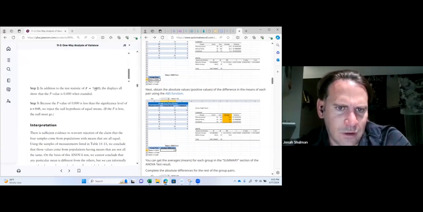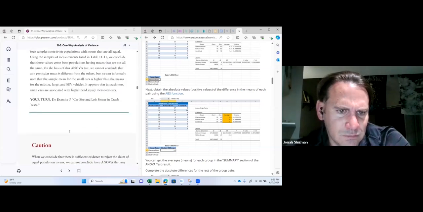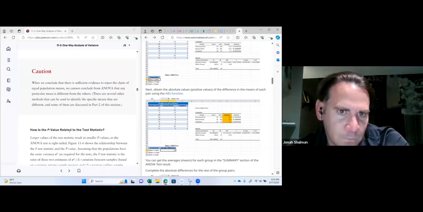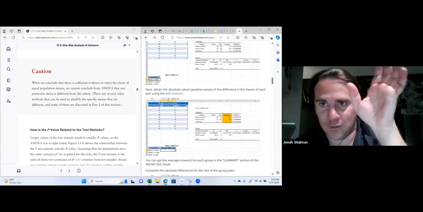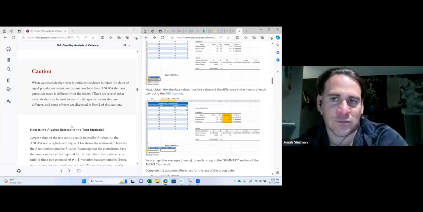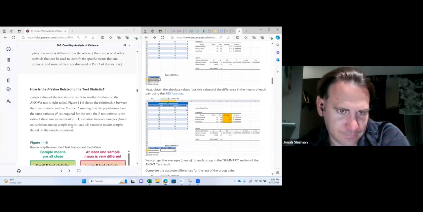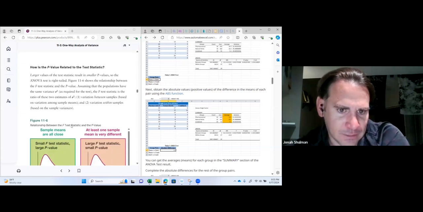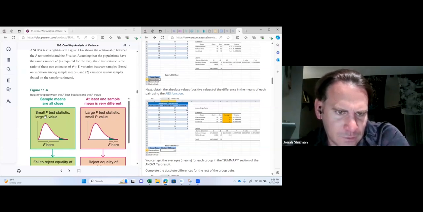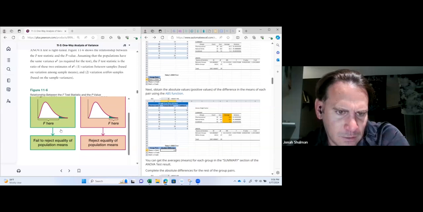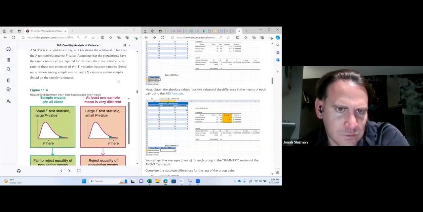All right, so our F statistic is this. There's our p-value, interpretation, and so on. We reject the claim, but we cannot conclude anything further until we do a Tukey, which is fine. How is the p-value related to the test statistic? They're almost the same thing, right? Small F statistic, large p-value, fail to reject. Okay, this is interesting.